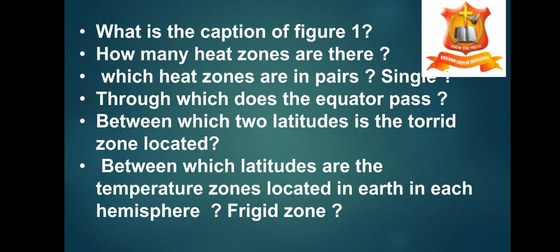You also need to tell through which heat zone the equator passes. Between which two latitudes is the torrid zone located? The next question is, between which latitudes are the temperate zones located on Earth in each hemisphere, and where is the frigid zone located? Got it? It means you need to tell me about all the latitudes, where they are located.